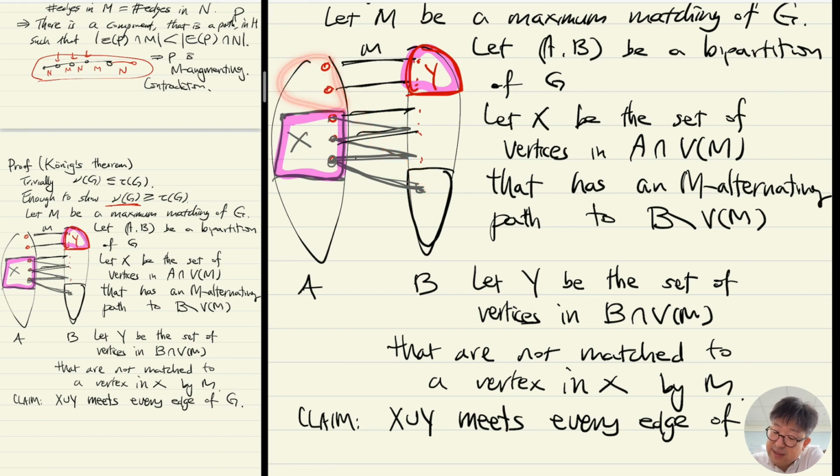These are vertices not in X, so there's no edge like this. Every edge from these vertices will be incident with Y. How about from the other side? You don't have edges like this. Oh yeah, we already argued everything, right? So there's no edge like this, no edge like this, no edge like this. So that means every edge will be incident with X or Y.